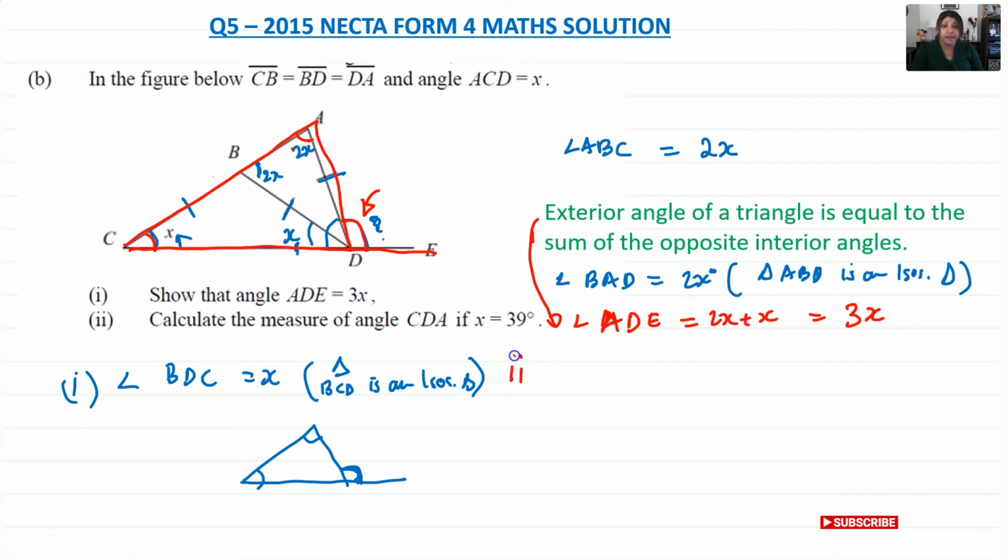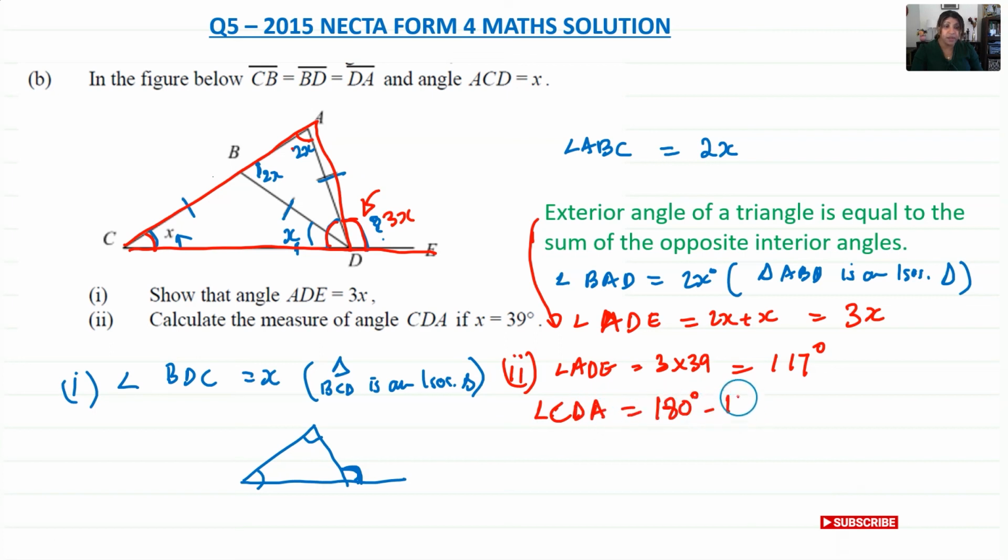For part II, we're told to find CDA, this big angle here, if x is 39. If we know this is 3x, we can find what this angle is. Angle ADE is equal to 3 times 39, which is 117 degrees. So angle CDA is going to be equal to 180 degrees take away 117 degrees, which is 63 degrees.